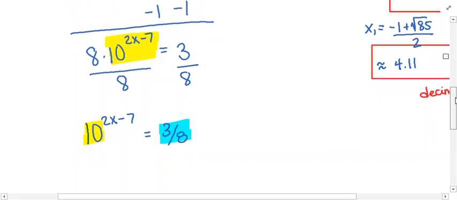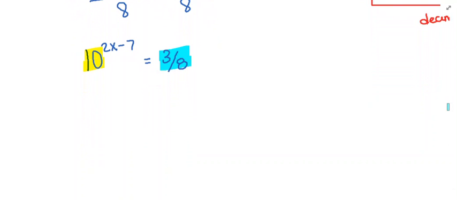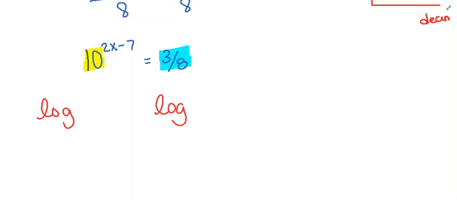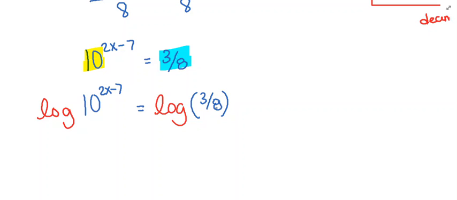So this is exponential. We cannot get the bases the same, so we're going to have to get more creative. Remember, when we had an e, we used ln because they cancel. Now we have 10. What makes 10 cancel? Log. So we're going to take the log of both sides. So the log of 10 raised to the 2x minus 7 power has to equal the log of 3/8. Whatever you do to one side, you have to do to the other. Since I take the log of one side, I have to take the log of the other side. You absolutely have to use log here, not ln.